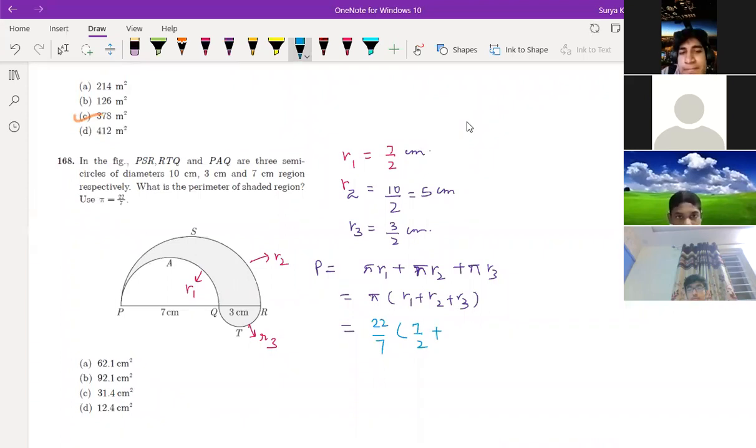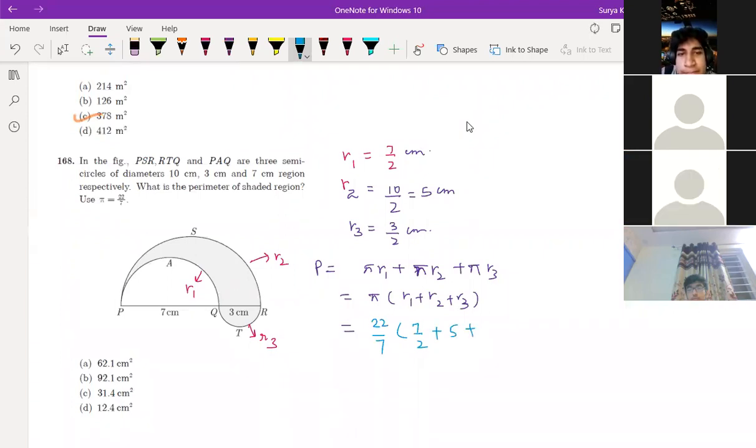Tell me, Teja. What is the perimeter of a semicircle? You better write 10/2 only. That's better here. You're not answering. Why, Teja?